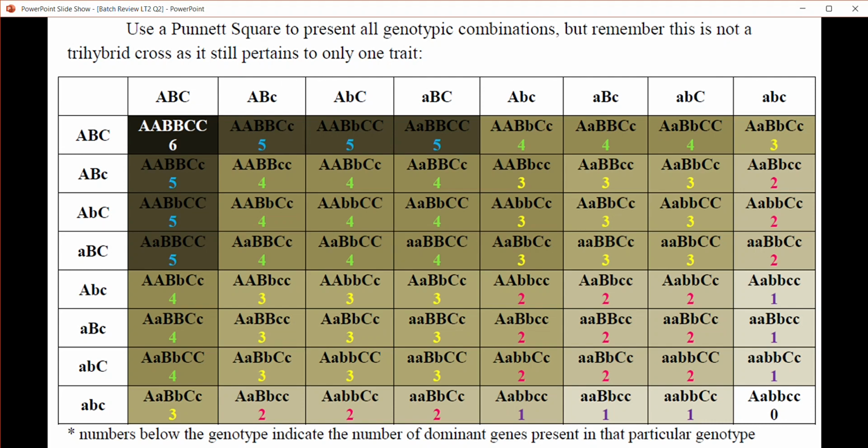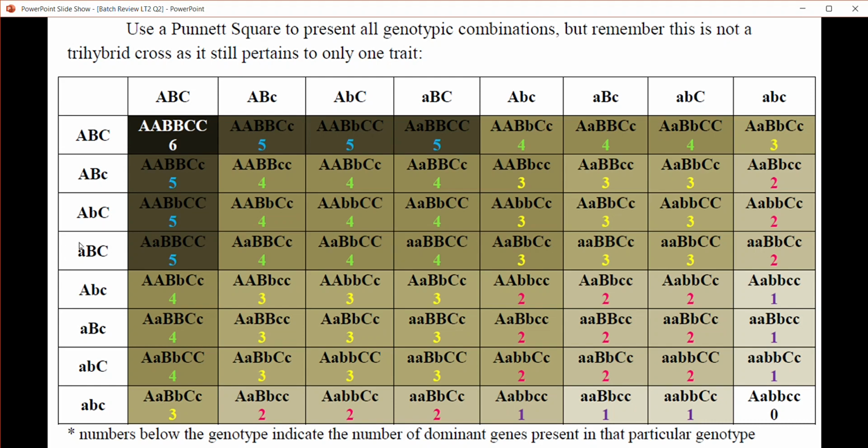Now notice, if you combine them together, then you will have the genotype of the F2 generation. So in this case, a big A, big B, big C gamete combined with a big A, big B, big C gamete produces a big A, big A, big B, big B, big C, big C individual, which means since all of these are dominant alleles, 6 of them, then this will be the darkest color.